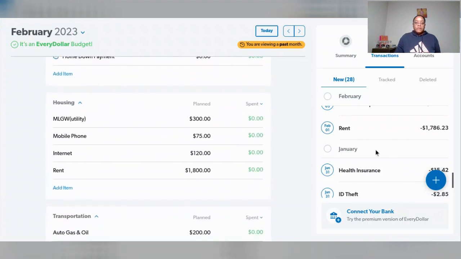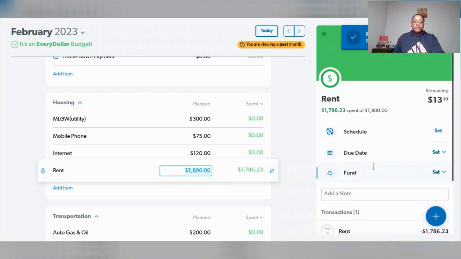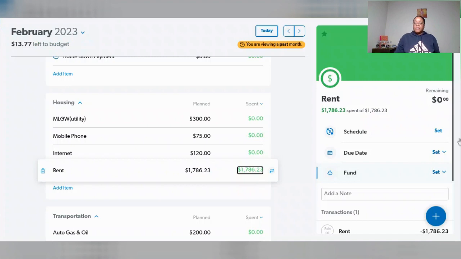All right. So let's get to the housing. And so my rent, I paid $1786.23. And I actually paid that on the day that I verified that my check is in my account. So I'm going to adjust my plan amount to 1786.23. I don't know what I be saying sometimes because I just be talking. And so now I have $1377 left to budget.